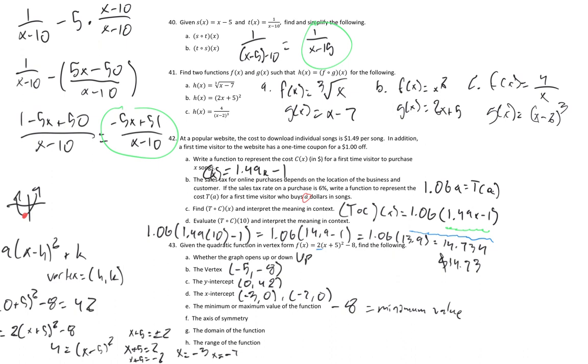Axis of symmetry. If you look back at this little sketch I made on the left, this is this line here, which passes through the vertex. So we just want that vertical line, which would be an x-coordinate, and the x-coordinate of the vertex is -5. So there's our x equals -5.